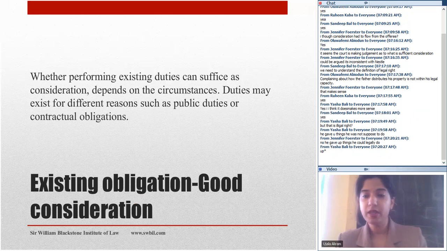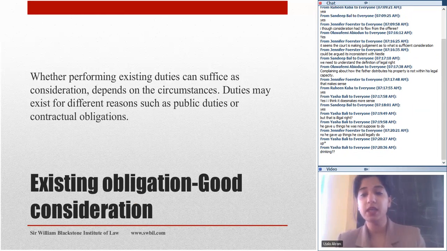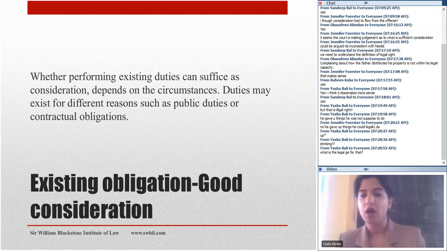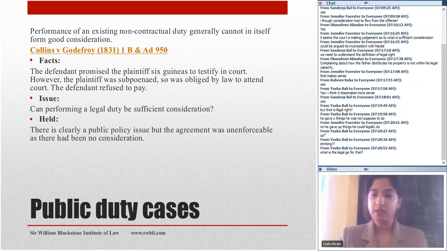So the simple issue at the heart of this question is whether doing something you are already obliged to do can legally count as a benefit or detriment. Okay, so we're going to look at three situations: existing non-contractual obligations, in other words, public duties; existing contractual obligations, so between two parties; and existing contractual obligations owed to a third party. Okay, so let's first of all look at public duty cases.